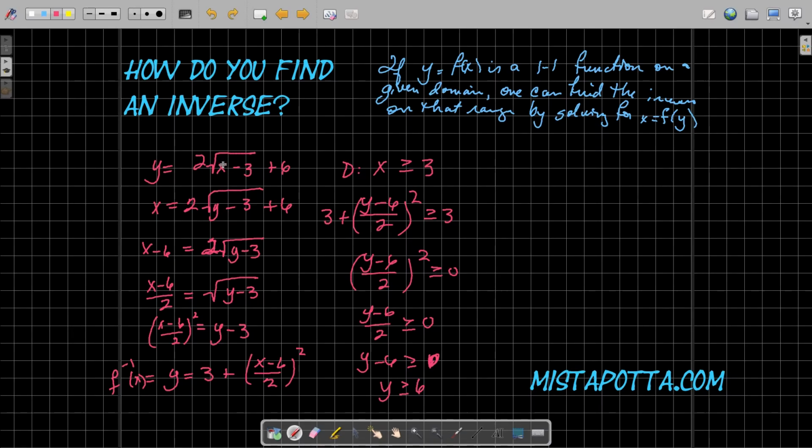Notice that if I substitute 0 into this function, I'm going to get a 6 out of it. Any bigger number than 0 is going to give me something bigger than this. As a matter of fact, 0 is the smallest number I could put in here. So that means that the domain of f inverse is x has to be greater than or equal to 6.